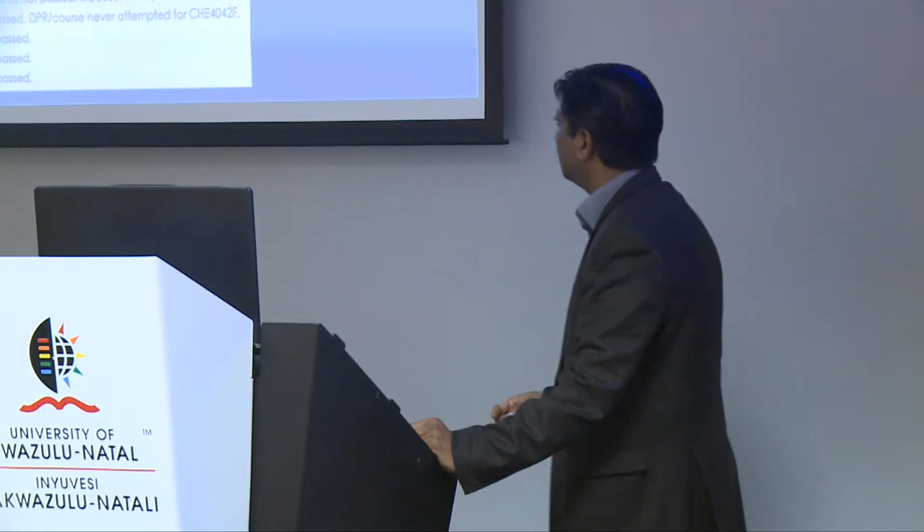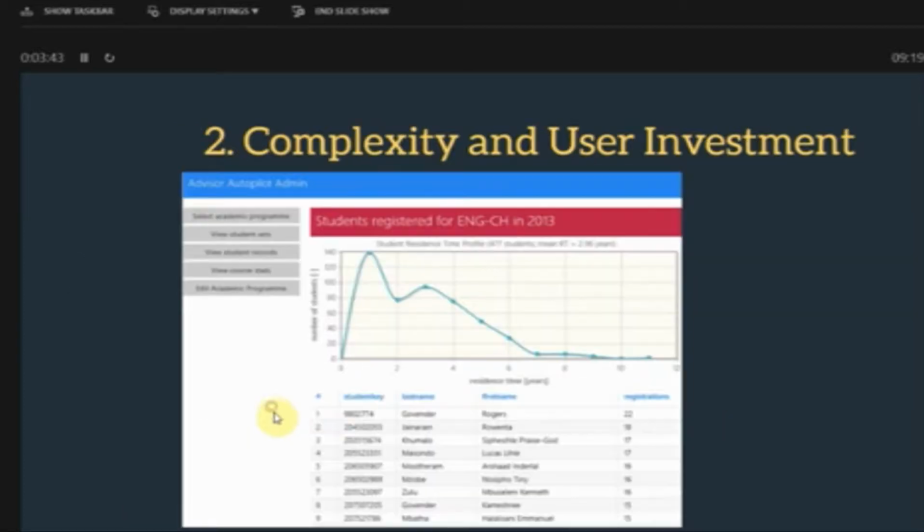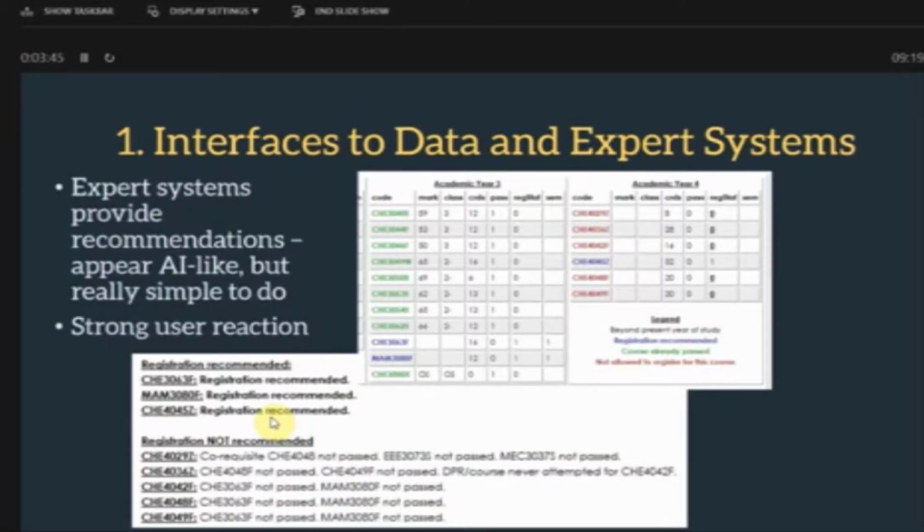This is another example of this kind of system where it's reviewing a student's results, a student's academic record, and it's working out the registration advice for that student. So, for instance, it's recommending here that the student can take these courses, but not these courses. And it's also giving the reason why.